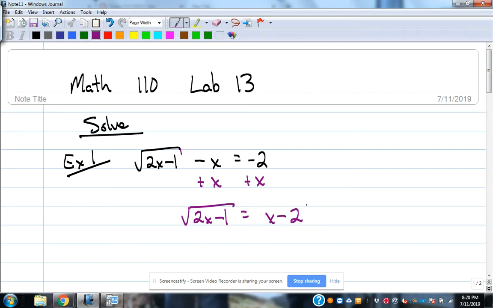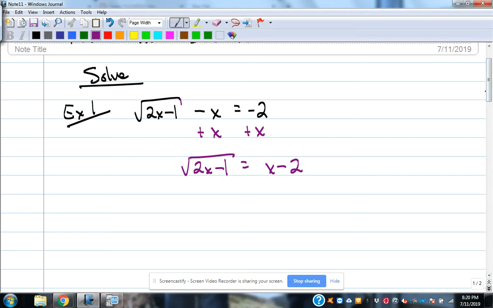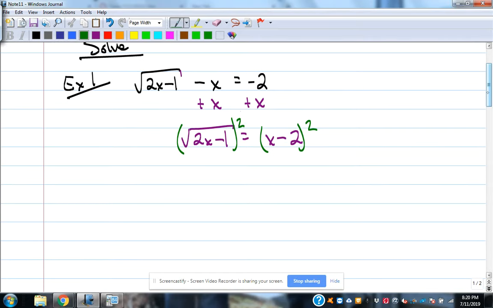And because it's a square root, in order to undo a square root, you square both sides. We're going to square both sides. If it were a cubed root, you would cube both sides. A fourth root, you would put both sides to the fourth power. Because it's a square root, we're going to square.